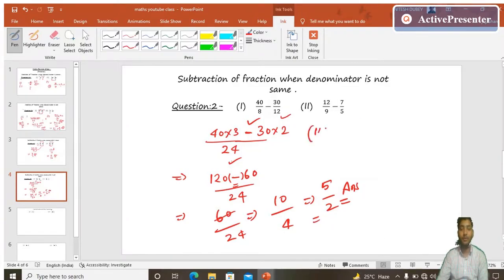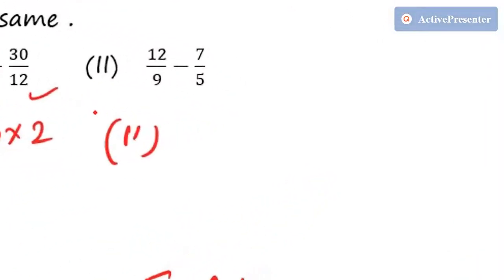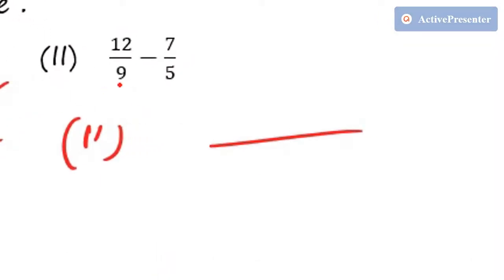Now we are coming to the second question. Now just do what we have done earlier. Take the LCM of 9 and 5. It will be 45. Okay.